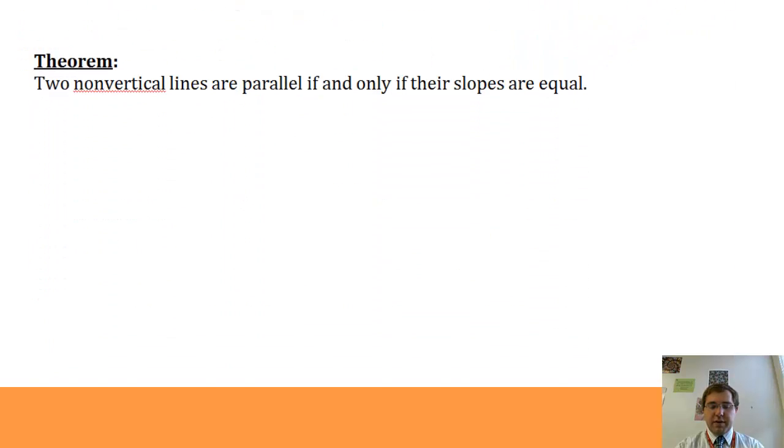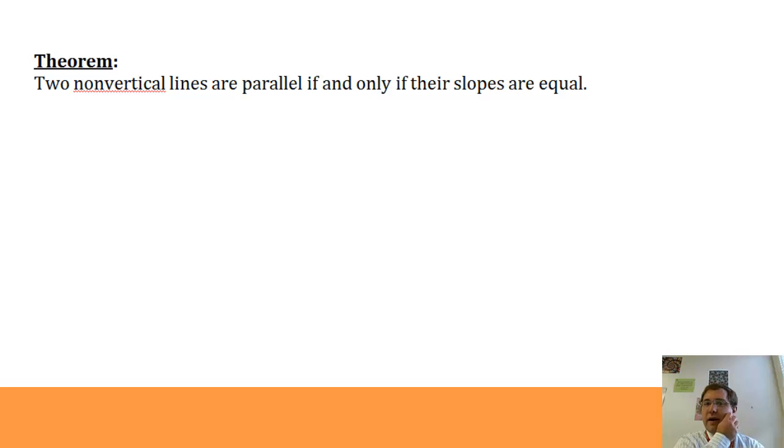And that is this theorem. Two non-vertical lines are parallel if and only if their slopes are equal. So it's a biconditional, because we have the words if and only if. It means we can go either direction with it. Two non-vertical lines are parallel if their slopes are equal. And if the slopes of two lines are equal, then the two lines are parallel.